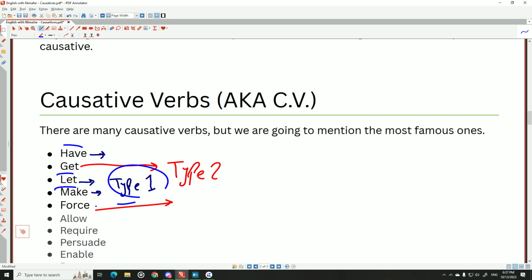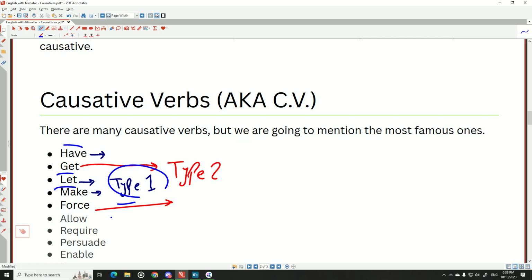Make is like obligation. When you say, my mom made me clean the bedroom, it doesn't mean my mother forced me. It means my mother told me, like using the imperative. My mother told me to do that. It's like that. And force is like threatening.